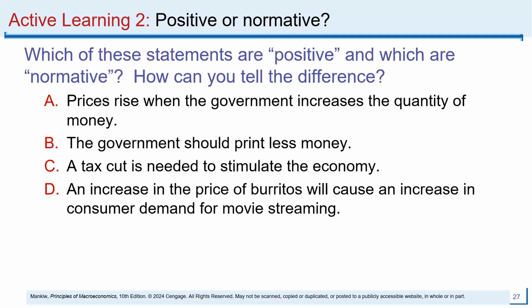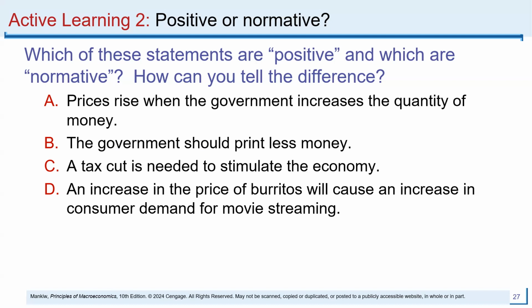So here are some examples, and I would like to ask you to evaluate whether they are positive or normative, and how you can tell the difference. The first one is: prices rise when the government increases the quantity of money, right? In this situation, it just talks about the observed relationship between the price and the quantity of money. It doesn't actually have an individual's opinion. So that is a positive statement.